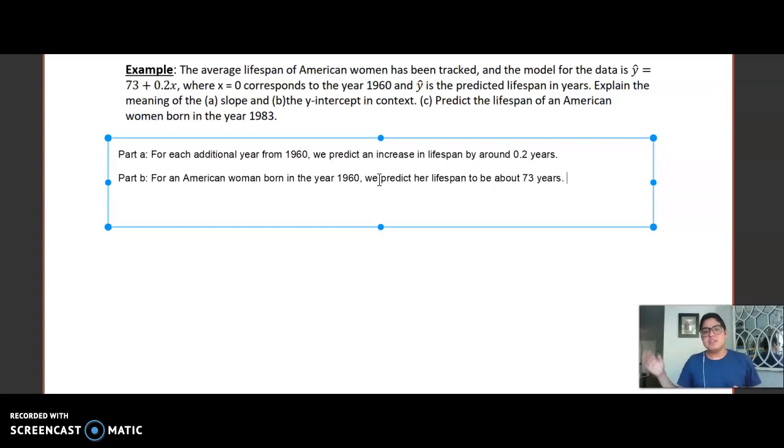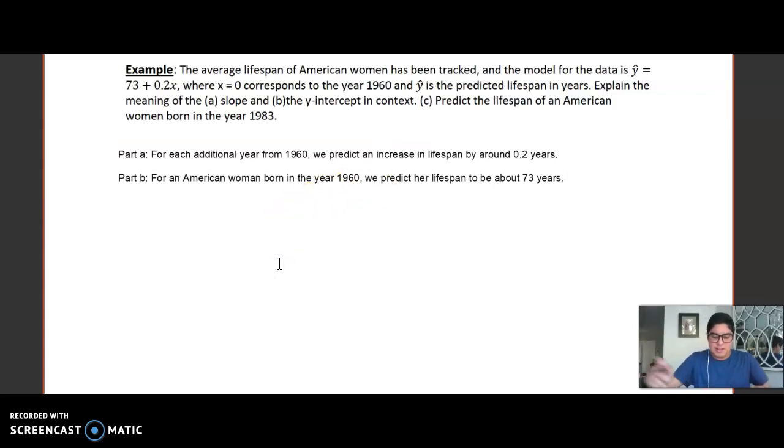So the slope is the rate of change. So for each additional year, how much should lifespan be changing? And then the y-intercept is, if there were no years happening, there was no change, what would be that predicted amount? And so we can see there from the two elements from our LSRL, we're able to make some predictions and interpret our data here.